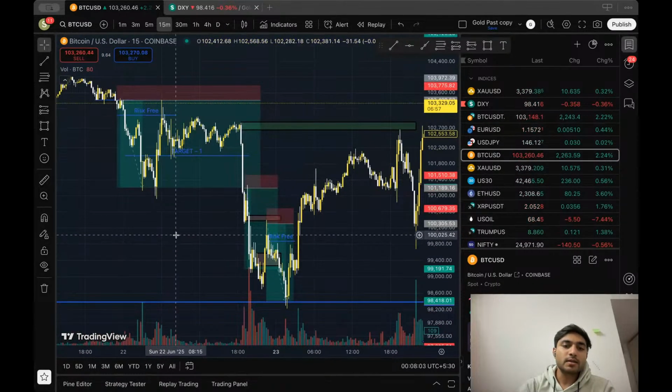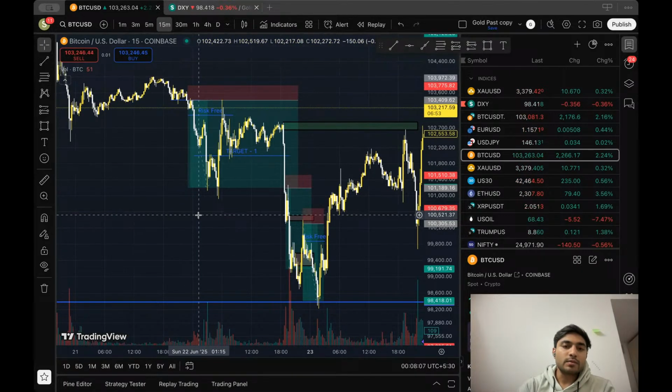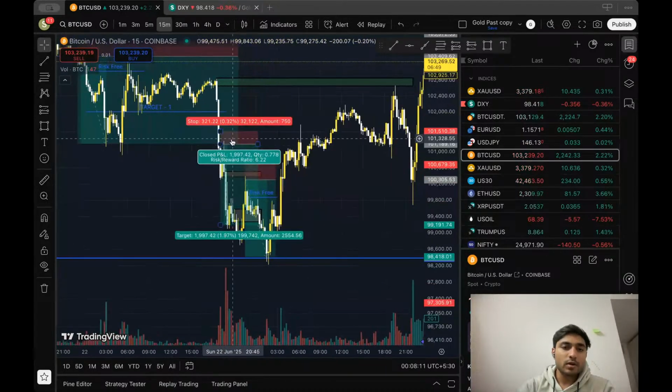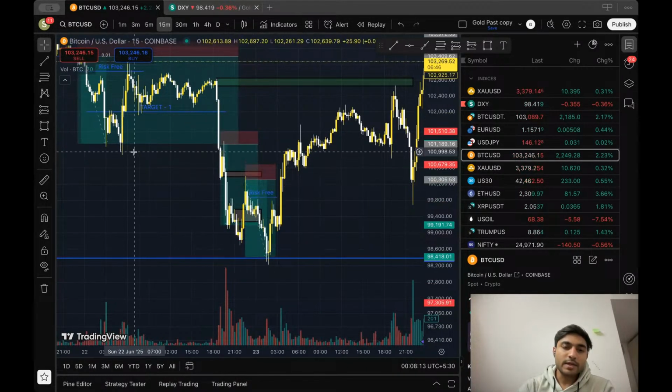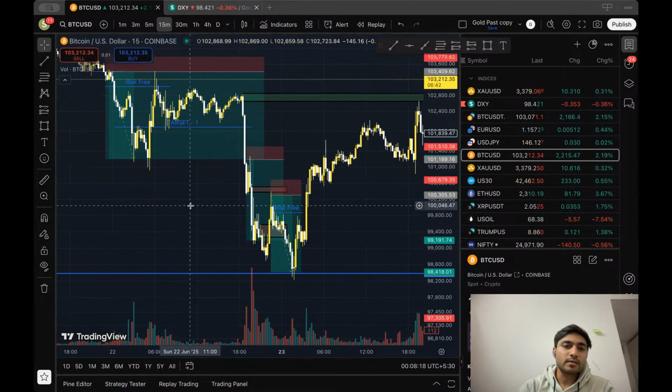BTC on the weekends, I took all these trades. They're pretty good trades, man. They were really, really amazing. See, all these trades, same selling pair I took, all these levels I marked.